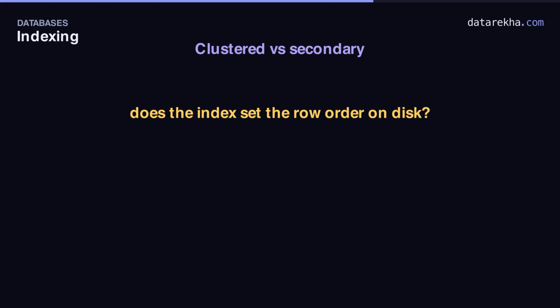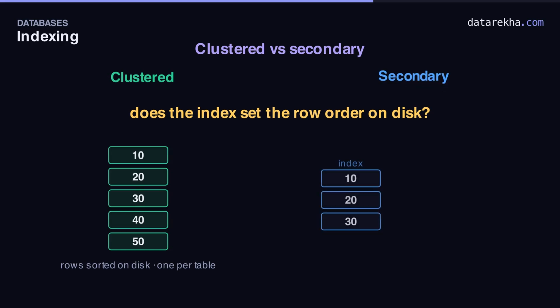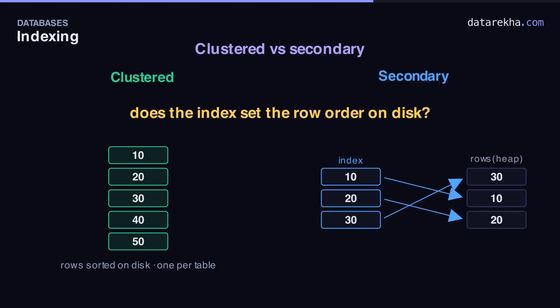One more distinction decides how an index relates to the table itself. Some indexes control the physical order of the rows on disk. Others just point at rows sitting wherever they already are. A clustered index stores the table rows themselves in index order, sorted, right there on disk. Because a table can only be physically sorted one way, you get at most one clustered index per table. Finding a row lands you directly on it. A secondary or non-clustered index leaves the rows where they are and holds pointers back to them. The rows can be in any order, a heap, and you can build many secondary indexes on one table, one per column.